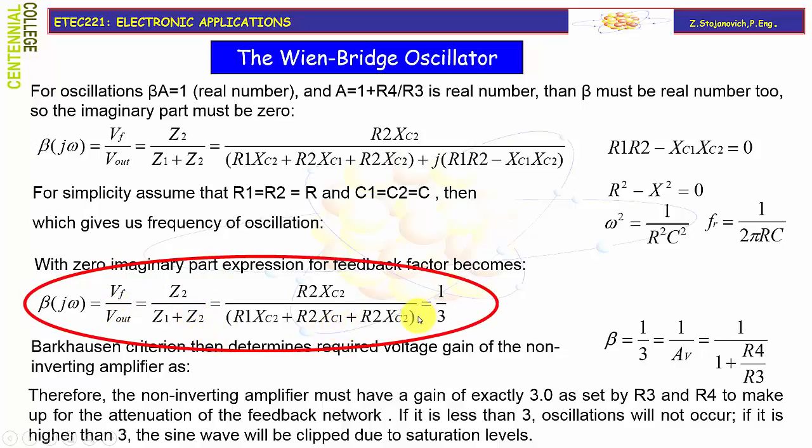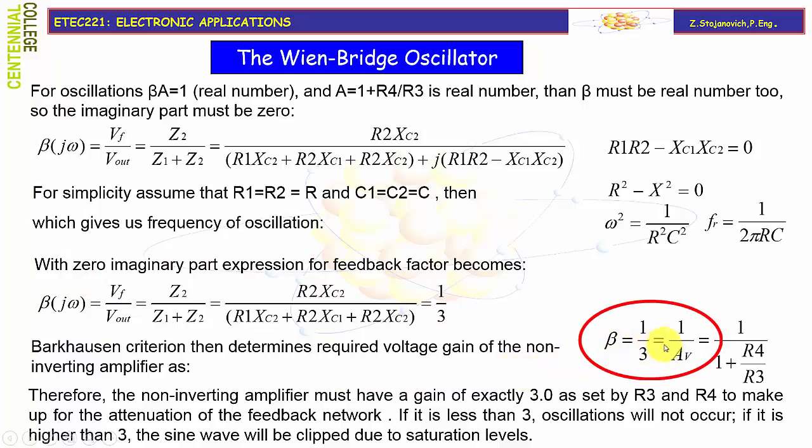As you can see, there is no imaginary part, and with the assumption that R1 is equal to R2 and C1 equal to C2, this ratio simply becomes 1 over 3. The Barkhausen criterion then determines the required voltage gain of the non-inverting amplifier as beta equal to 1 over voltage gain. From this expression, you can easily say that the voltage gain must be equal to 3.